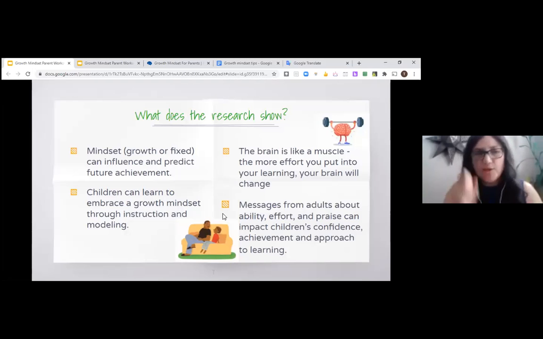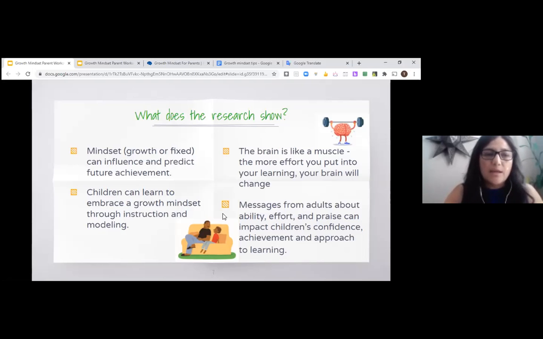So what does the research show? There are four pieces of research that I wanted to share with everyone. The first thing is that whatever mindset we have, whether it be a growth or a fixed mindset, it really does influence and predict our future achievement. This is really important, especially for our children, because we want to recognize the type of mindset that they have so we can support and foster this growth mindset, because that will influence how they achieve, not just academically but in life, and how they approach learning and challenges.